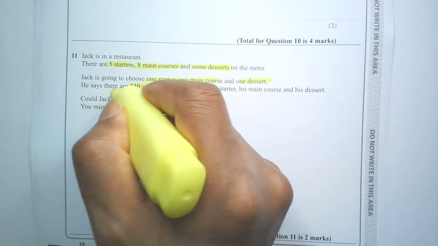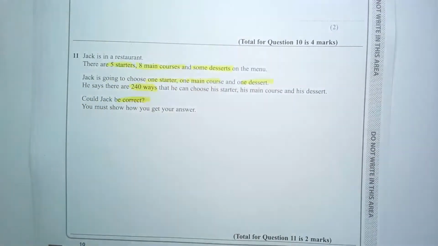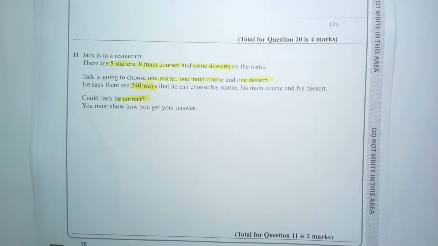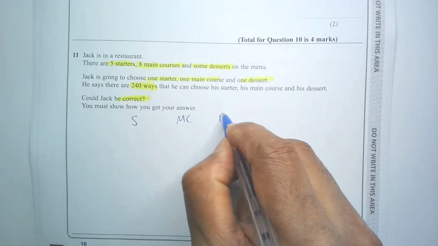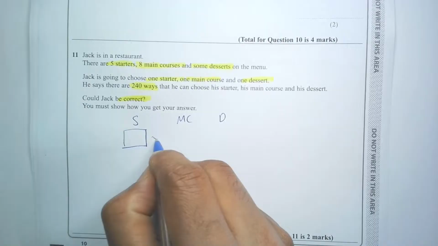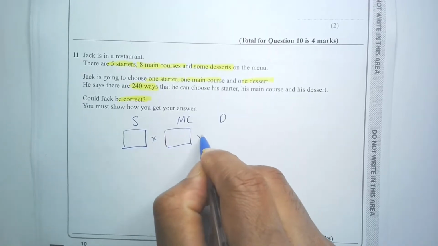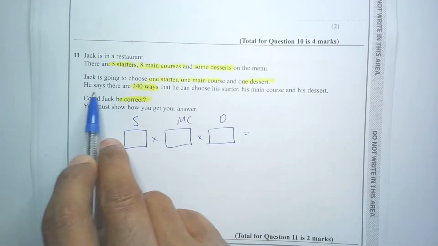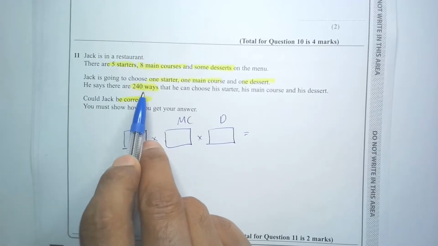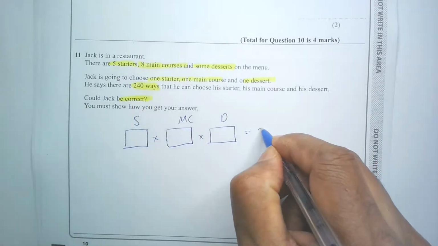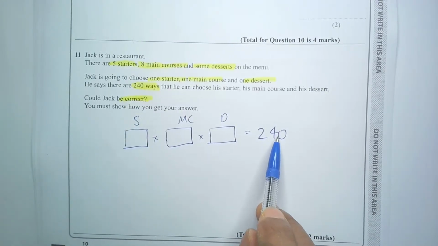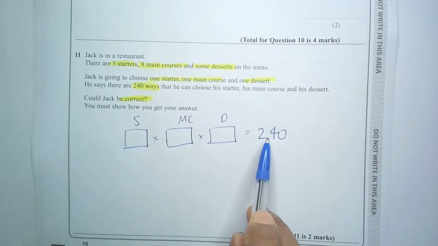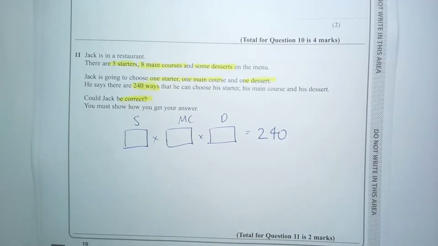Could Jack be correct? There's a question mark, so we need to be careful. That's probably a communication mark. So we've got 1 starter, 1 main course, and 1 dessert, so we are going to be multiplying them all. Jack says there are 240 ways, so when I multiply these numbers, they should equal that. If they don't, then obviously that's not correct. So I'm looking for whole numbers.